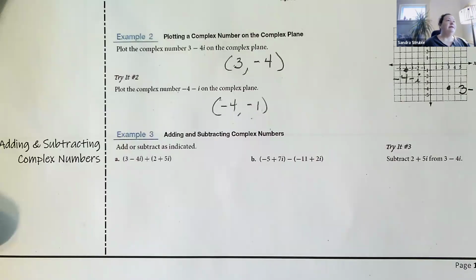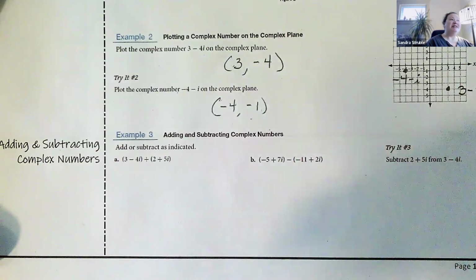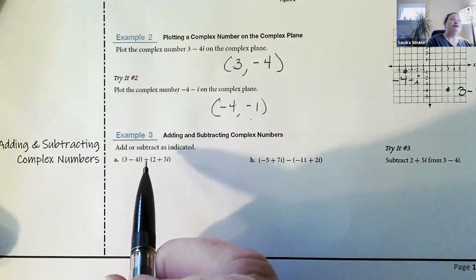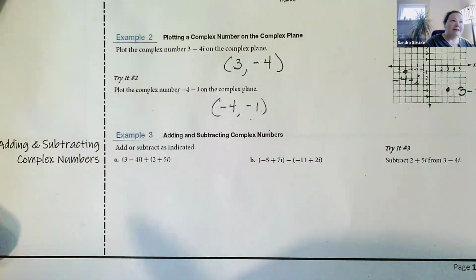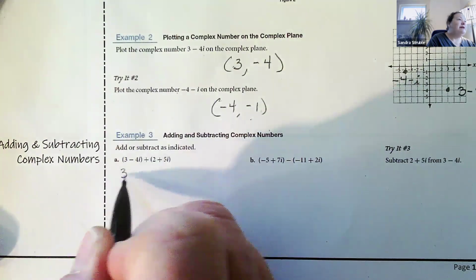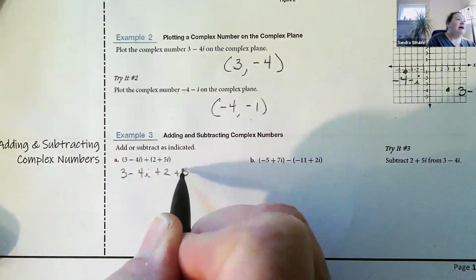Okay, so let's cover example 3, adding and subtracting complex numbers. Every time I put this on an exam, inevitably somebody tries to make this so much harder than it really is. You're just combining like terms. The big thing is if it's addition, you can just remove all of the parentheses and add like terms. All right, so if we're going to look at this, it's going to be the same thing as 3 minus 4i plus 2 plus 5i.